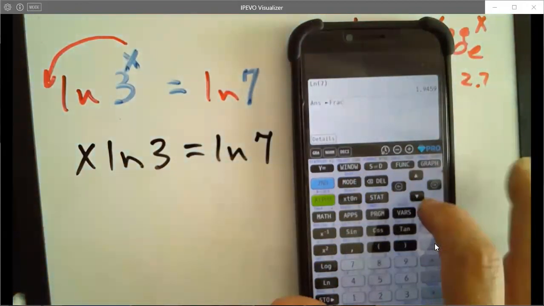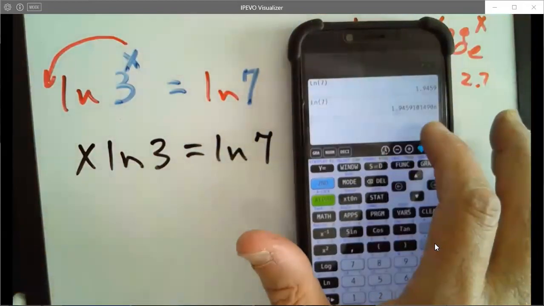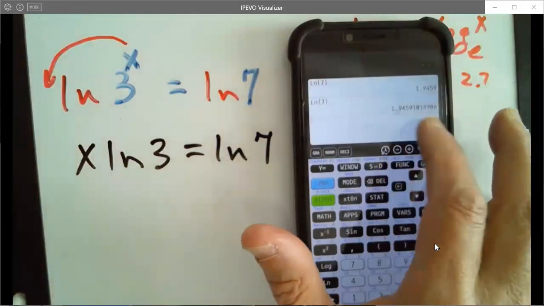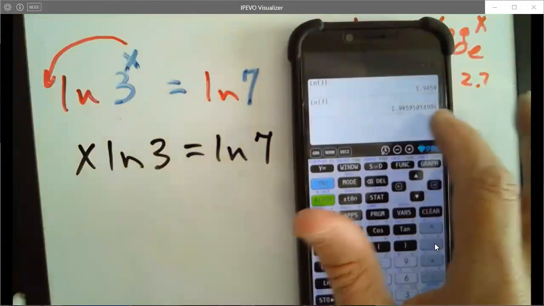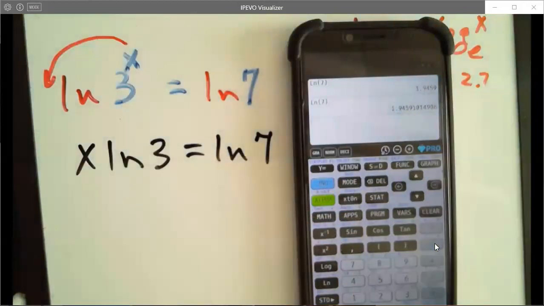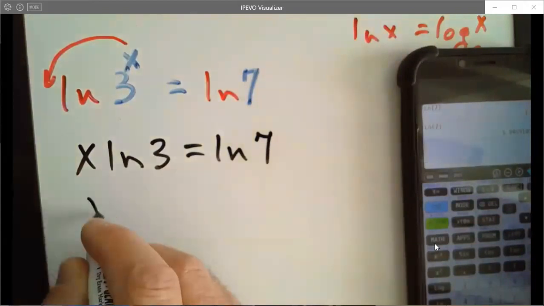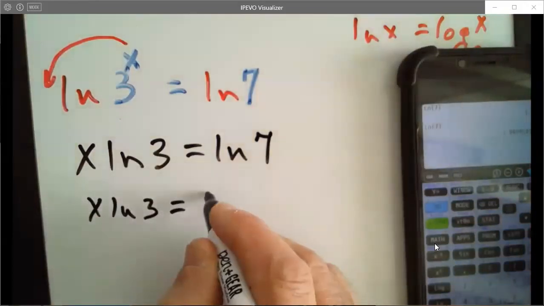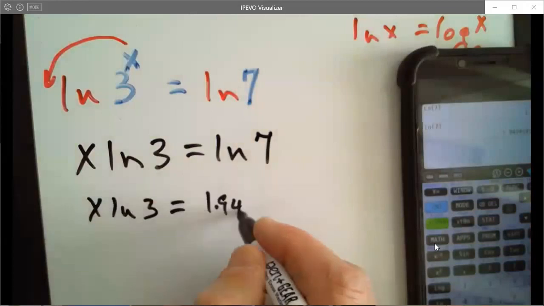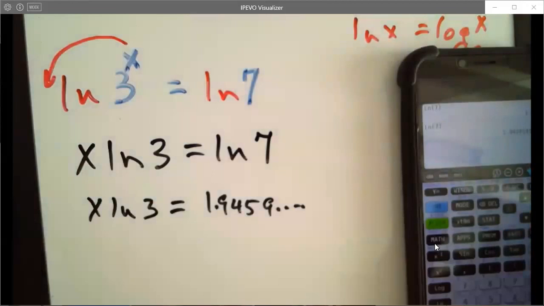All right, clear that. Okay, so now here we've got our answer not rounded off. It goes out to like 19 decimal places, I'm not going to count them. So we're going to write this as x natural log 3 equals 1.9459 and it goes on. We don't need to write the whole thing.